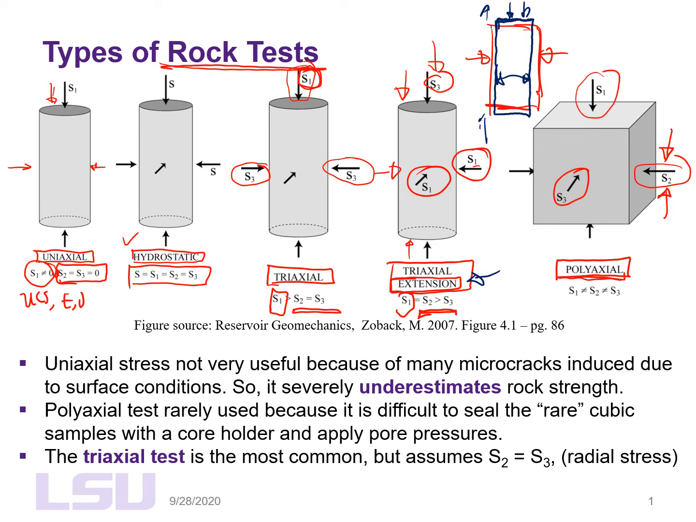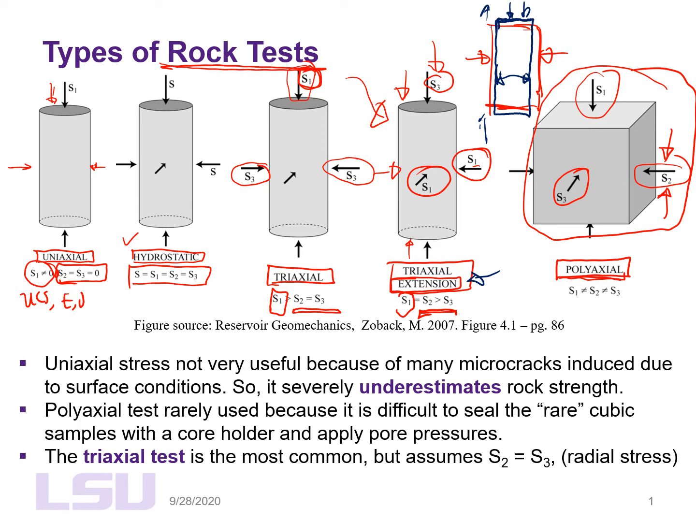But you can already guess that it's very difficult to do this in the lab, which is why we don't talk about it so much. Why? Because you don't have core holders that can fit square samples. The core holders are typically cylindrical. You'll see one on the next slide.